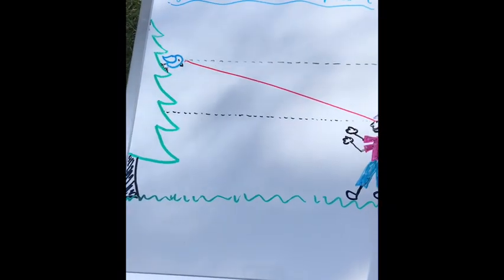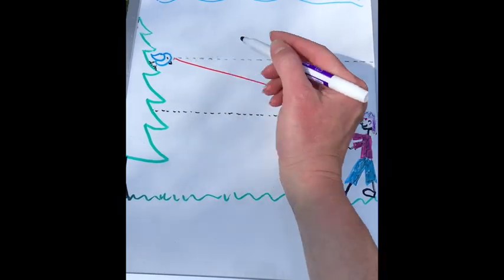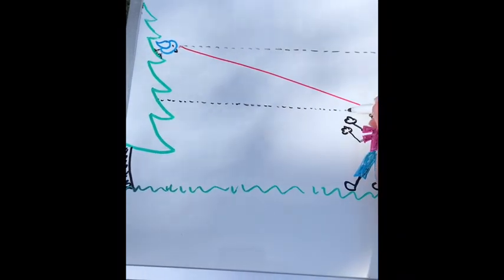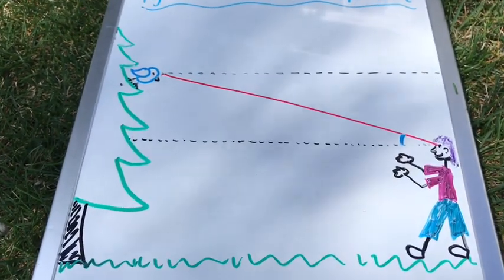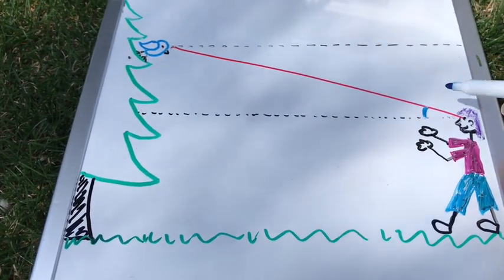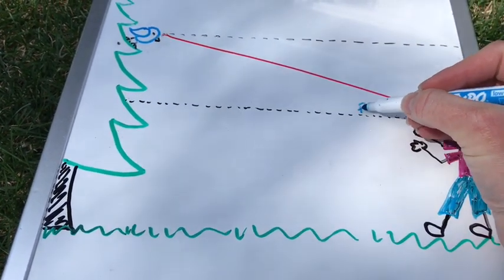And if you look here, I'm looking up at the bird. So if I'm looking up, then that's called an angle of elevation. Okay, so this right here is an angle of elevation.